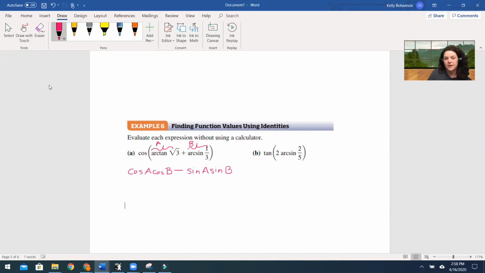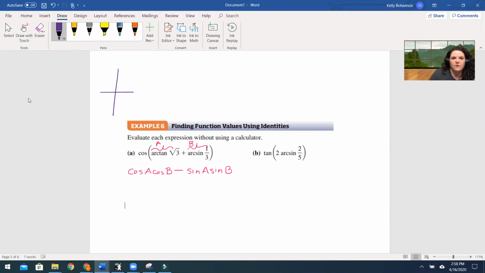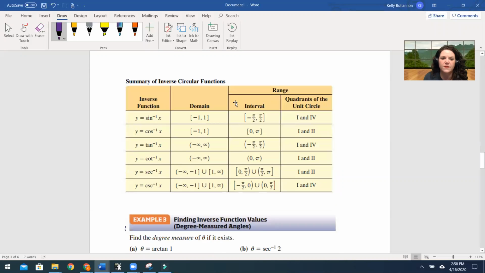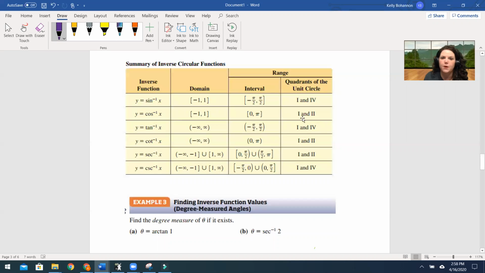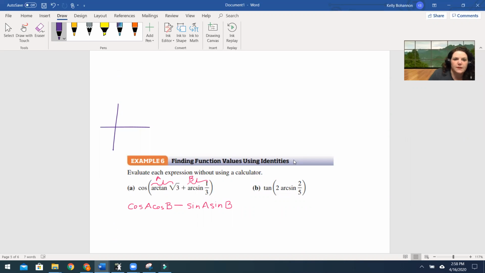Now, I think just because of the nature of this kind of problem, it's easier if we actually go ahead, especially because this one, 1/3, is not on a unit circle. So let's go ahead and draw our triangles so that we can see these things. All right, so arctangent square root 3. So first of all, I need to check and see what quadrants I'm in. Arctangent is in quadrants 1 or 4, and it is positive, so we're going to be in quadrant 1. Arcsine is also in 1 and 4, and it is positive, so it's in quadrant 1. So we got two triangles in quadrant 1, but I'll draw them separately.